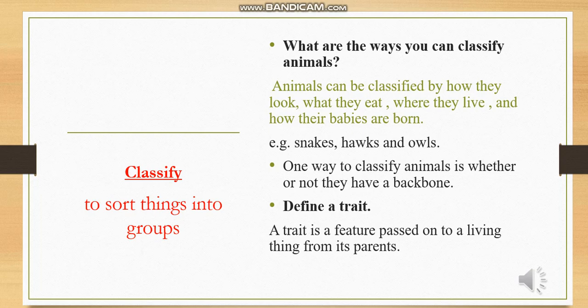The answer for question number 2. Define a trait. A trait is a feature passed on to a living thing from its parents. For example, you're going to share the same eye color with your mom or dad.